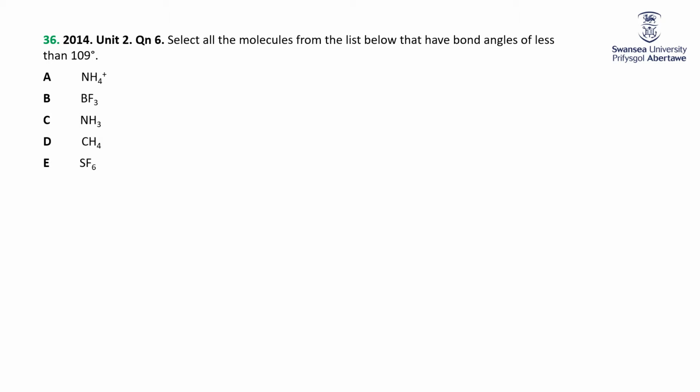Select all the molecules from the list below that have bond angles of less than 109 degrees. We start off not with a molecule, but with a cation. NH4+, the only way you can draw it: nitrogen in the middle, 4 hydrogens going around it. No lone pairs, because the nitrogen starts with 5 valence electrons, uses 4 in the bonds, and then the plus takes care of the 5th one. 4 groups of electrons around a central atom create a tetrahedron, because all 4 of those groups are bonding groups. That means these are all identical to each other. 109.5 degrees is the angle.